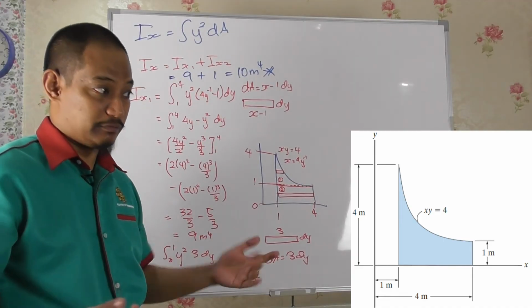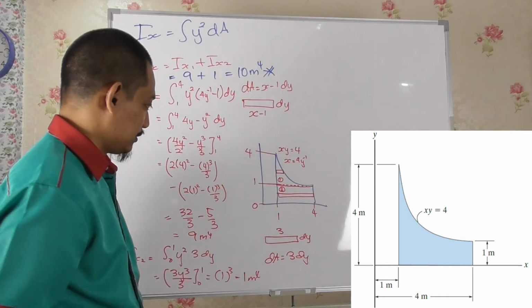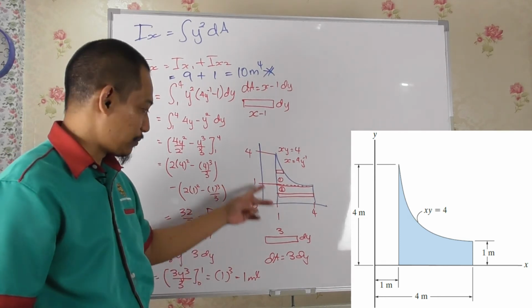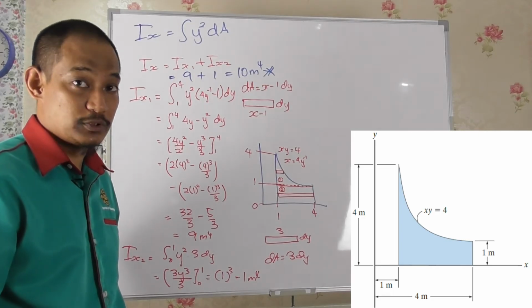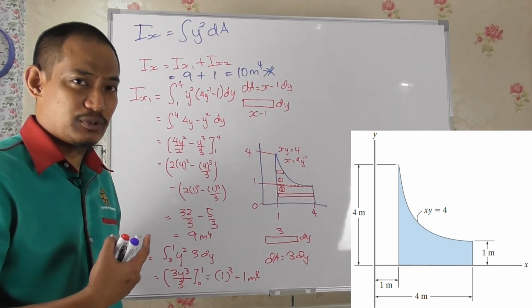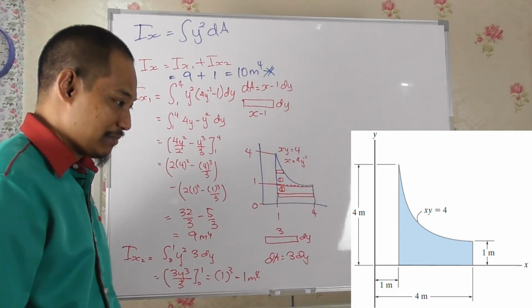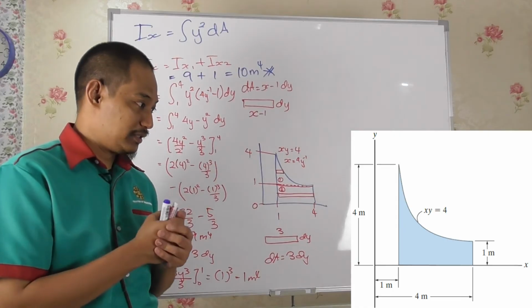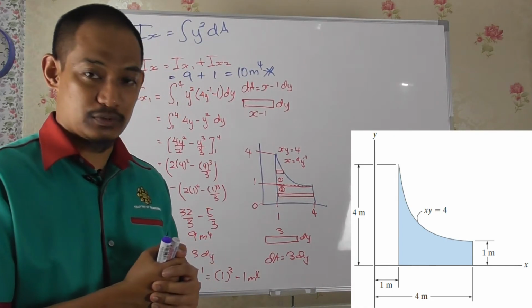But if the question doesn't specify any element, you can use horizontal and combine with the concept of composite area, right? But for this question, there's no reason to do that because it's quite longer than what we have done in part A, right? But anyway, at least you understand. Okay, so that is question 3. So we go into the next question.